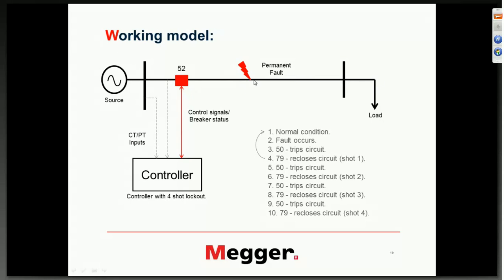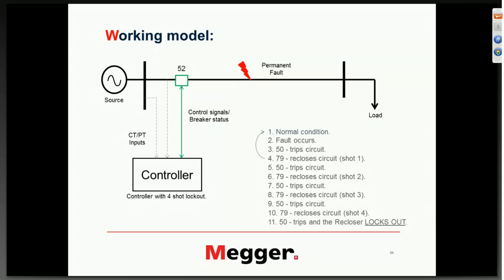Now my source is again supplying the permanent fault, and the voltage and currents are measured by the CT and PT and passed on to the controller. You already know that the current is going to be higher and the voltage is going to be lower than the threshold. And finally, the 50 trips. Since my controller was programmed for a 4-shot lockout, I'm not going to issue any more reclose signals to see whether it is a permanent fault or a temporary fault.